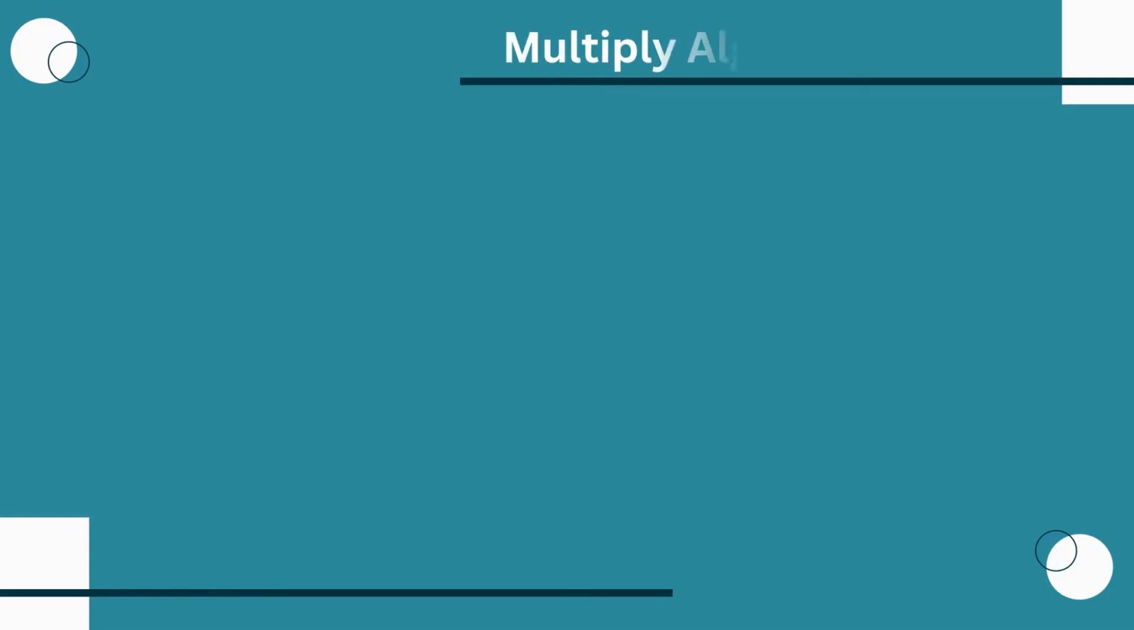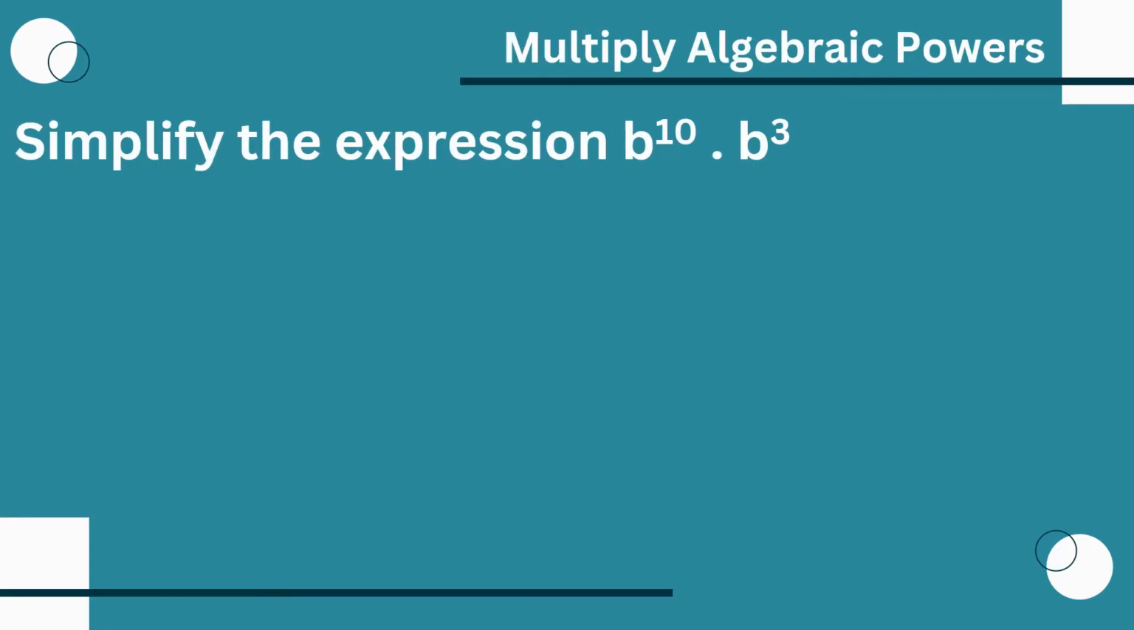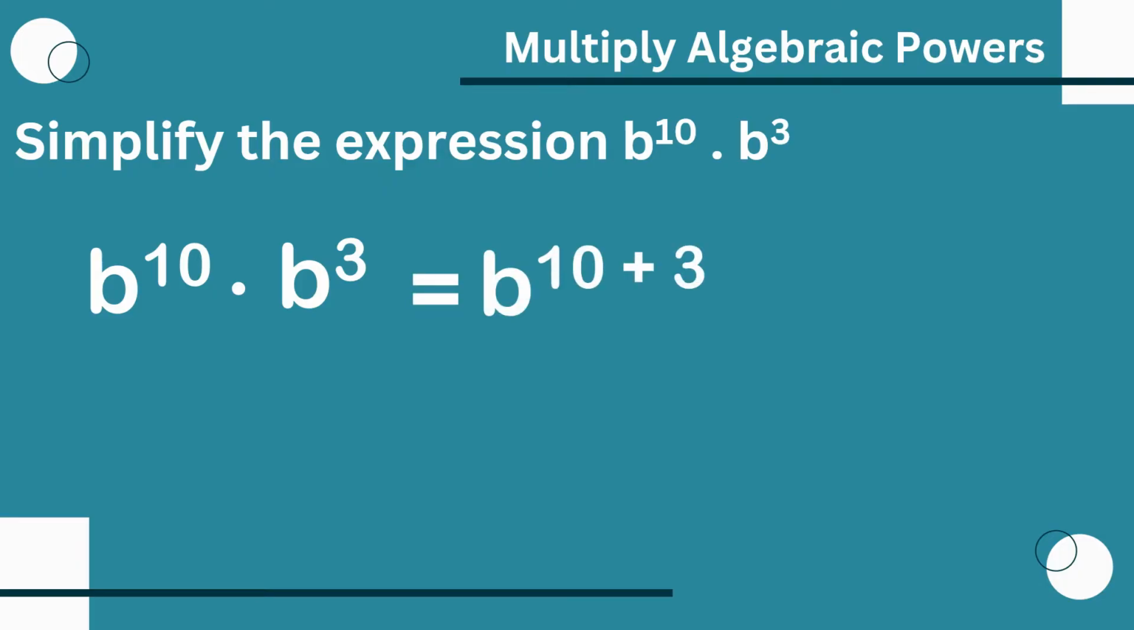Another example. Simplify the expression b to the 10 times b to the 3rd power. So we have b to the 10 times b to the 3rd power is equal to b raised to the exponent of 10 plus 3. And the final answer is b raised to the exponent of 13. Since we already know how to multiply algebraic powers, this time we're going to multiply monomials.